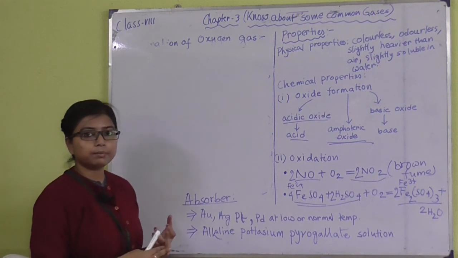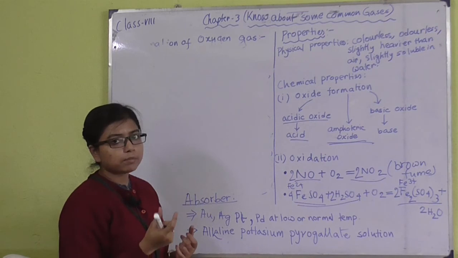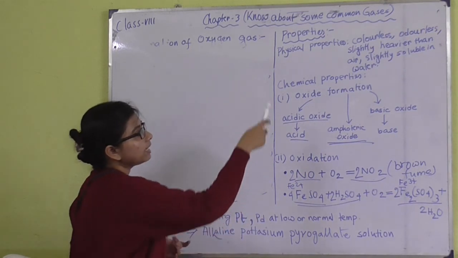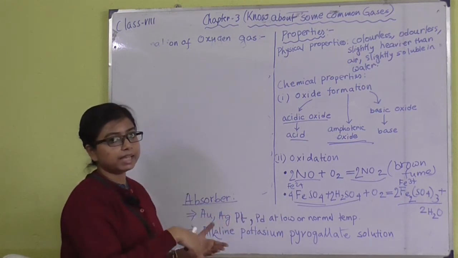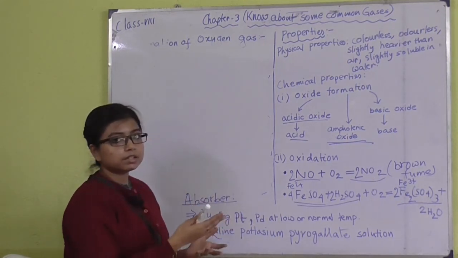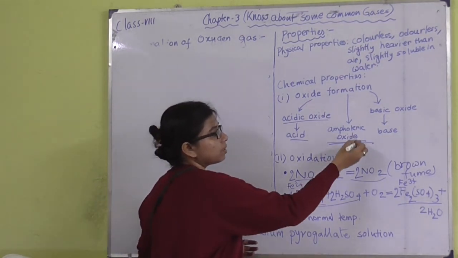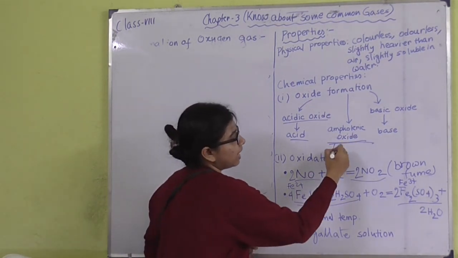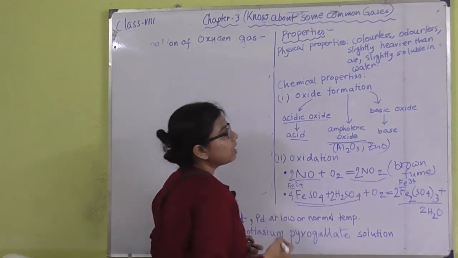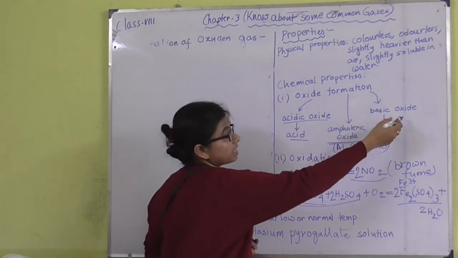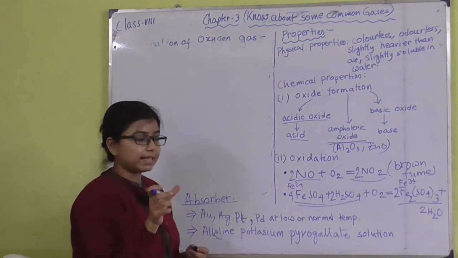First we have to learn the preparation process. Next we have properties, some physical properties and some chemical properties. In the chemical properties we have to learn the kind of oxide we can get from oxygen with the reaction with metal, non-metal, and a special kind of oxide which is known as amphoteric oxide, and examples are aluminum oxide and zinc oxide. From the basic oxide we can get alkali or base, and from the acidic oxide we can get acids.